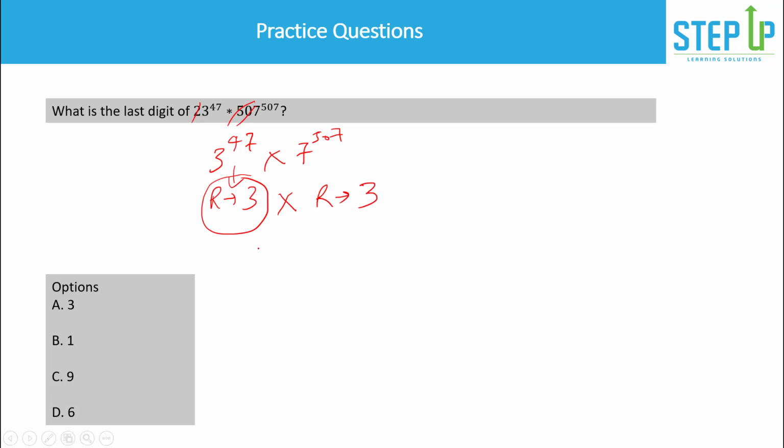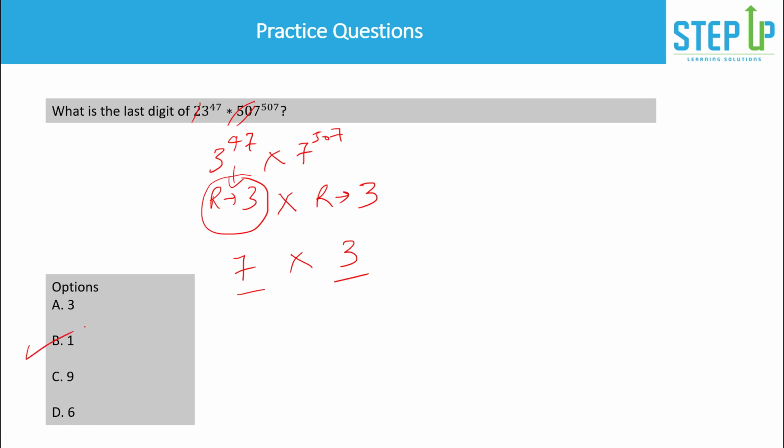That means here 3 to the power 3. 3 cube is how much? This is 27, so it ends with 7. And 7 cube, again 7 into 7, 49, 9 into 7, 343. That means the last digit would be 3 here and 7 there. Now you are multiplying the unit digits. What will be the answer? This would be 21, that means 1. That is your answer here.